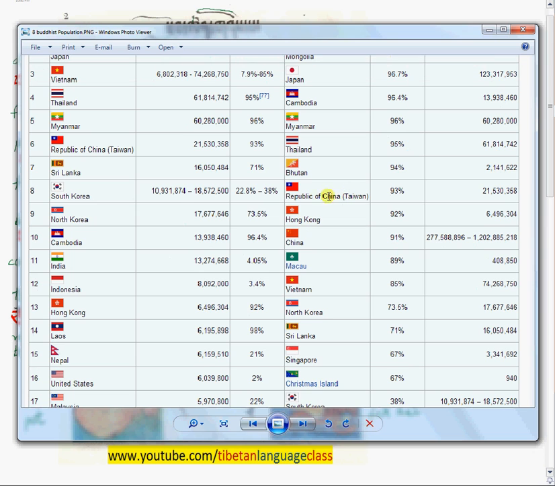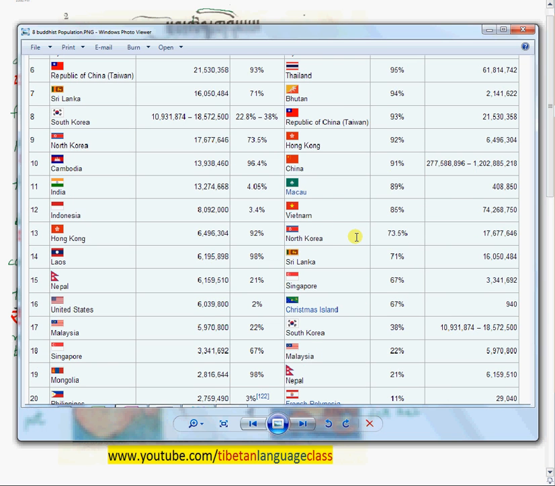And then the next one we have here is Taiwan with about 93% as Buddhists, Hong Kong, China, Macau, Vietnam, North Korea, Sri Lanka, Singapore, Christmas Island. That's an interesting name. That's some country I haven't heard of before. Christmas Island, with 67% of the total population as Buddhists, and the number of Buddhists in that range is about 940 people. So probably the total population is a little less than 2,000 people. So it's a pretty small country, but probably an independent country.